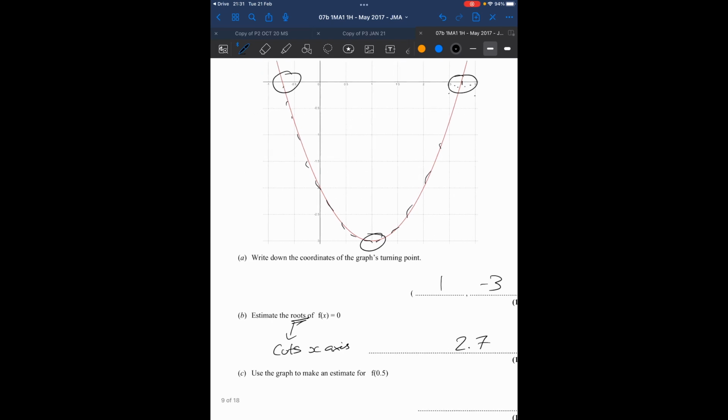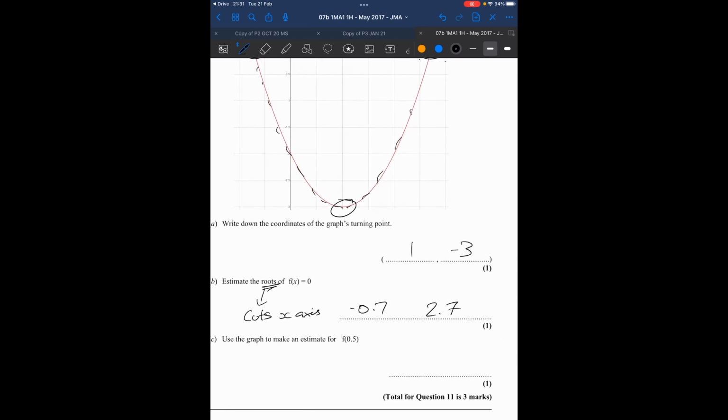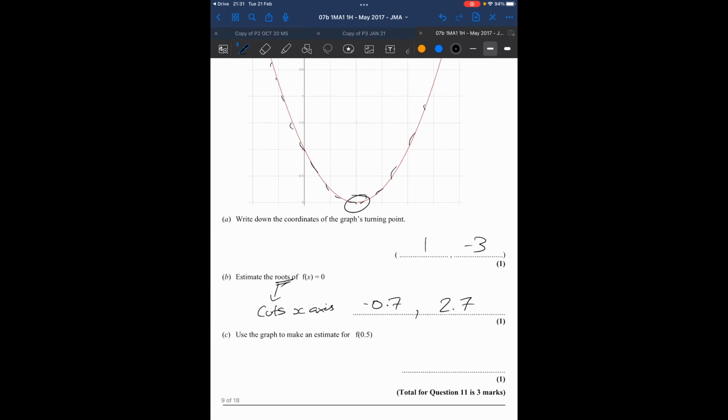How about over here? Similar sort of idea. That's minus a half. That's minus 1. So in the middle must be minus 0.75. It's closer to the minus 0.5, so I'm going to say that's minus 0.7. Okay, so those are my estimates.